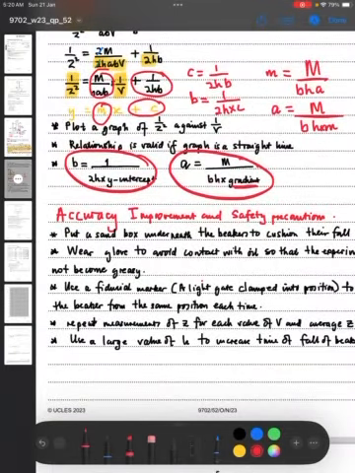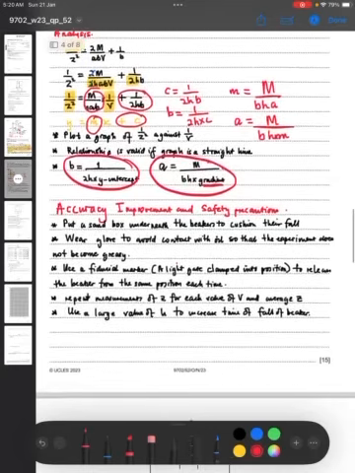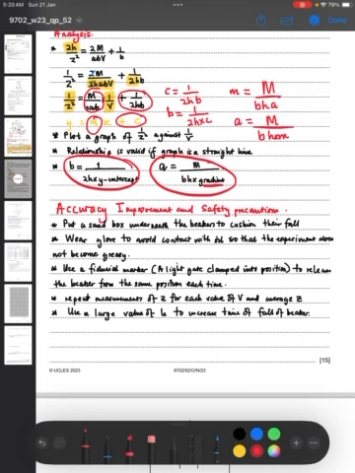Now finally, the final stage of the experiment each time is called the accuracy improvement and safety precautions to be taken. It has a lot of marks this stage. So we must write everything that we can think of as an accuracy improvement technique and everything that we can think of as a safety precaution.